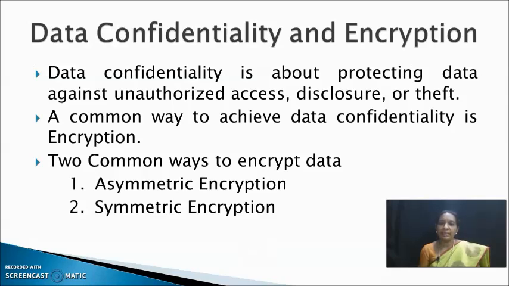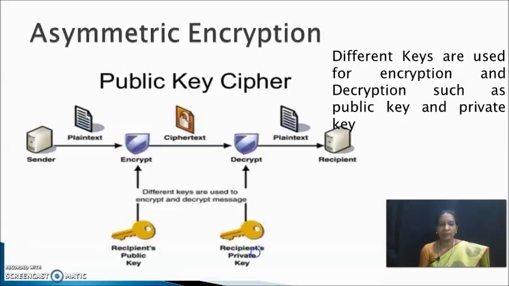Now let's see the encryption method available in the cloud. Data confidentiality is about protecting data against unauthorized access or disclosure or theft. A common way to achieve data confidentiality is encryption. We all know that we have two types of encryption. One is asymmetric and the second one is symmetric.